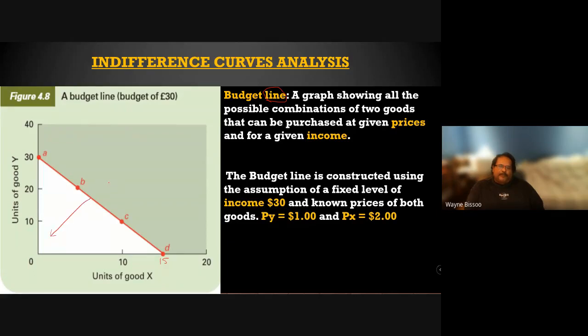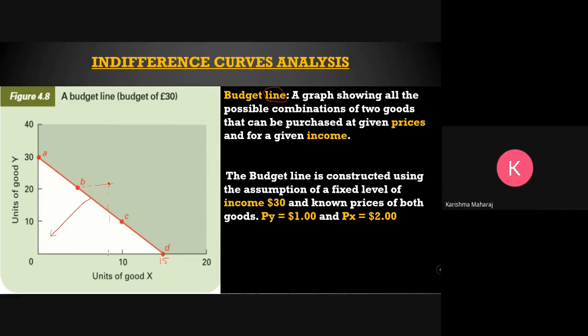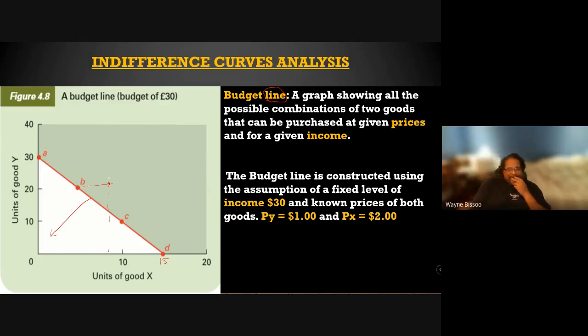Can I afford this point out here? Let's say this point is, let me bring this out parallel to B and then down to here. So this represents roughly 20 units of Y and 8 units of X. Can I afford that? No, sir, you wouldn't have enough money. Right. So it means that any point beyond the line here is what we call unattainable.